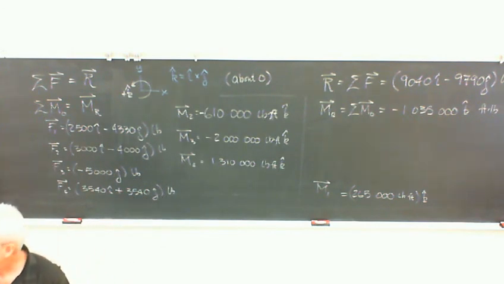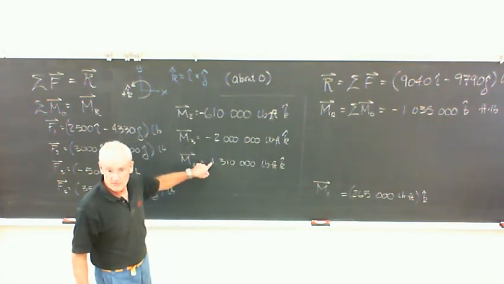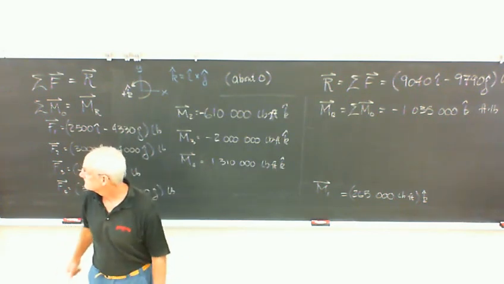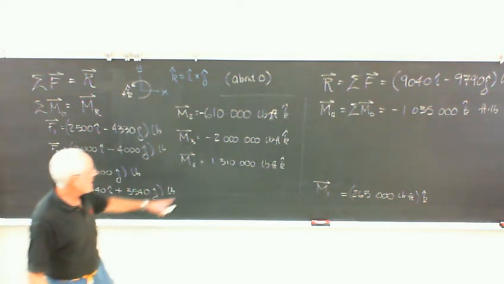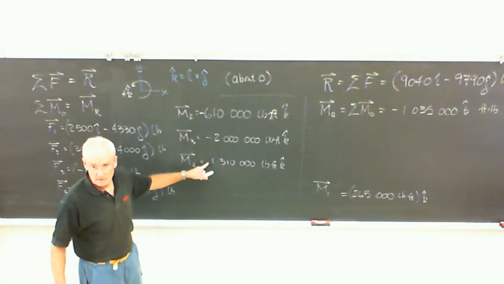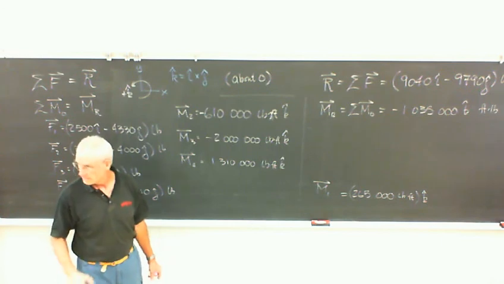BJ. On the moment of tug four, I got something very different. Did other people get something very different than that? I got it in the opposite direction. You're negative on four? Well, four can only spin this thing counterclockwise. It's got to be positive. Okay, I can see that, but... Well, if you have a negative there, then something else is wrong. I'm trying to figure out what my other negative is.